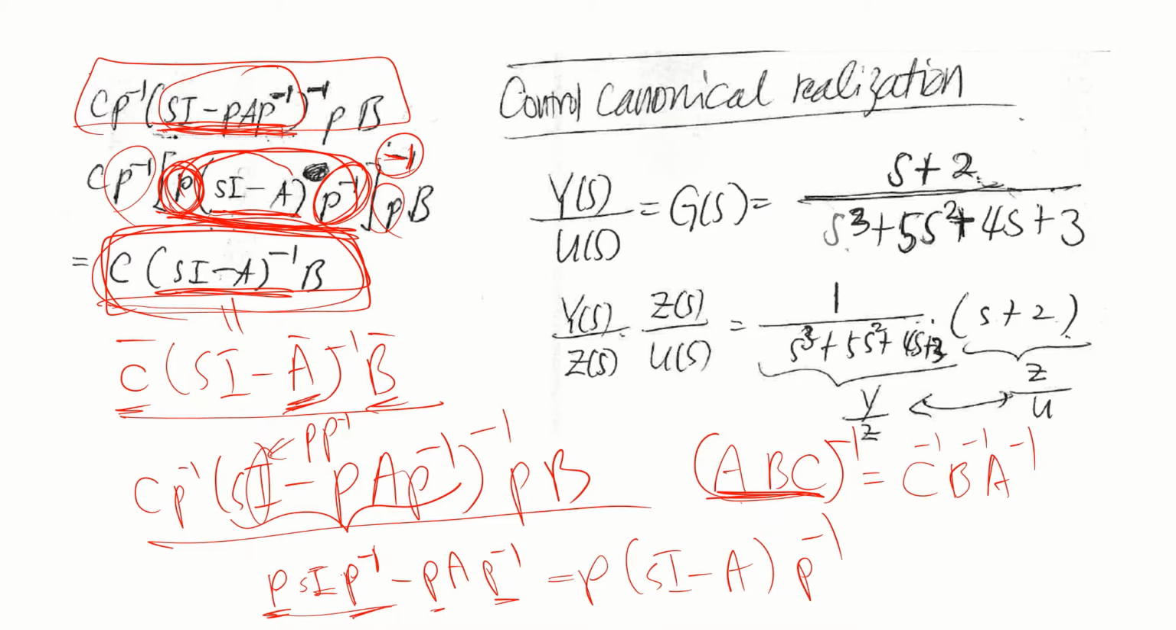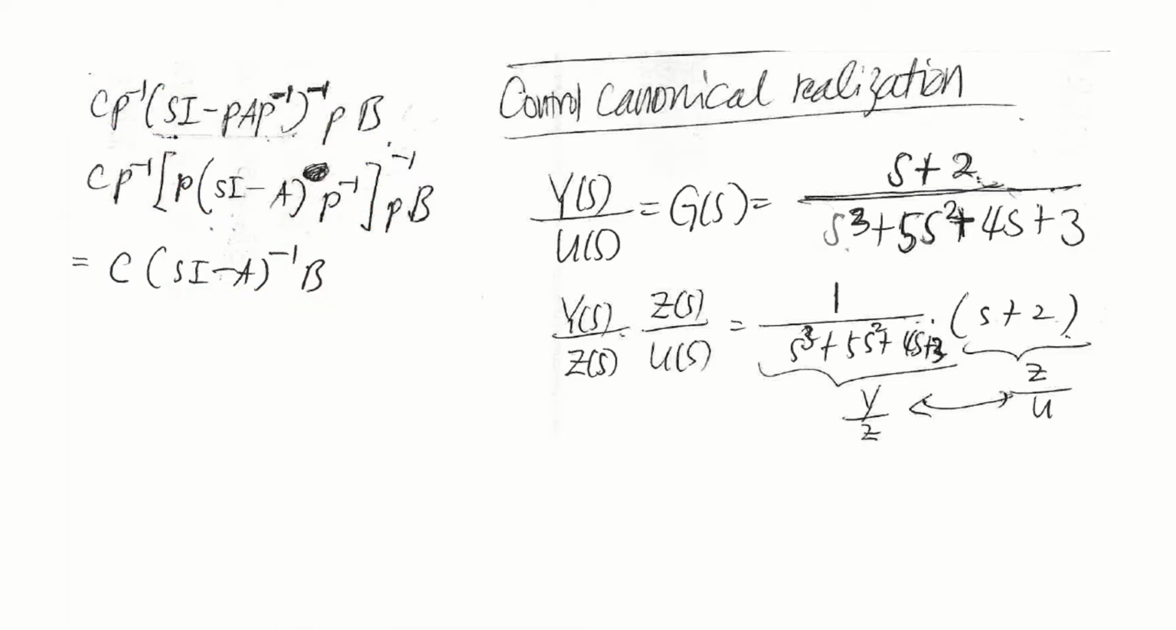So for whatever the state model, you are supposed to get the same transfer function in the end. So we have a unique transfer function for the given system, but you may have various realizations depending on the choice of state vector. Now let's look at the control canonical realizations.